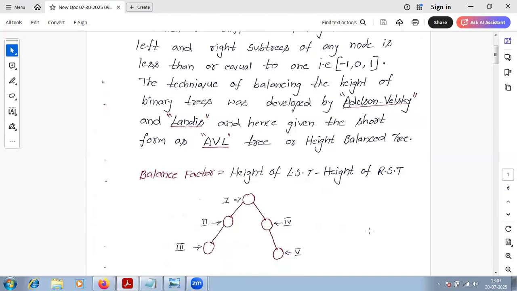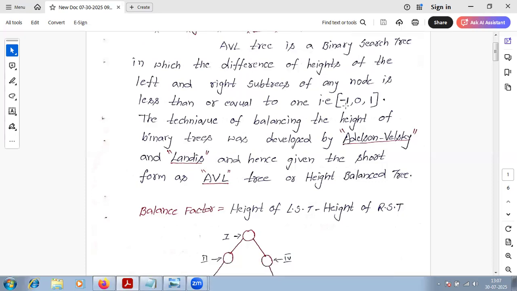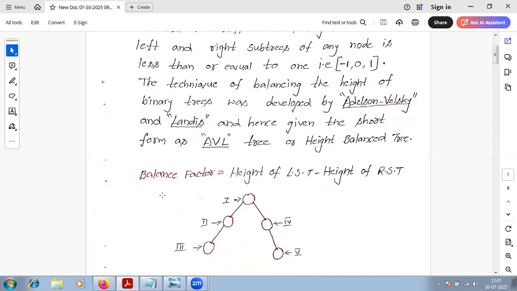When can we say a tree is an AVL tree? The balance factor of every node in the given tree structure should satisfy this condition: -1, 0, or 1. See how to check the balance factor. The balance factor is equal to the height of the left subtree minus the height of the right subtree.